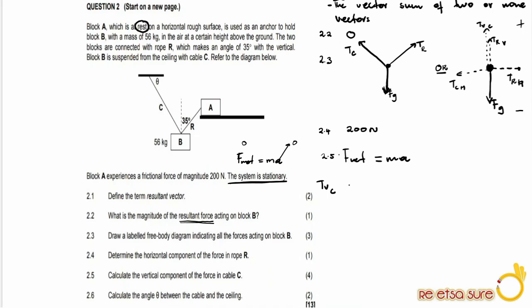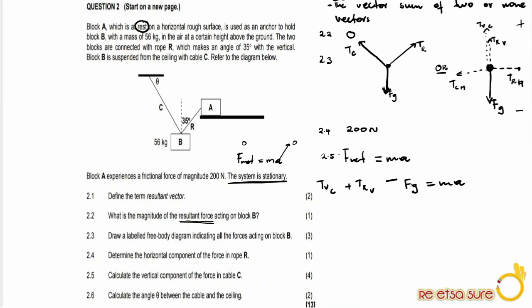So meaning in this situation, I'm going to have TVC plus TRV minus FG is equals to MA. Okay, so now we are looking for TVC. But before I can come here, I want us to determine the TVR and the FG separately.